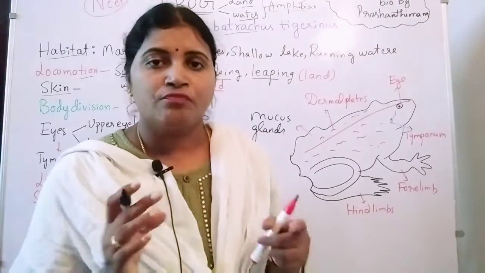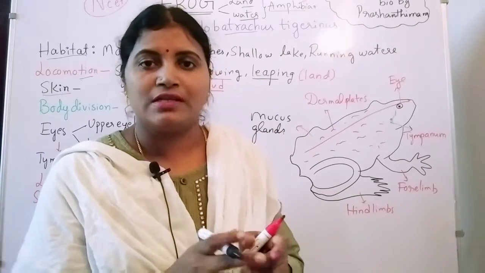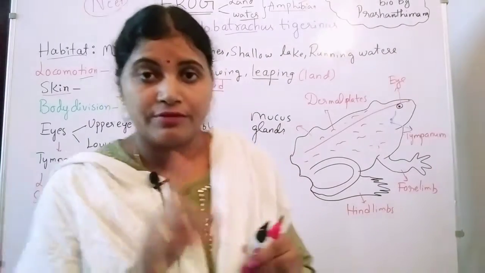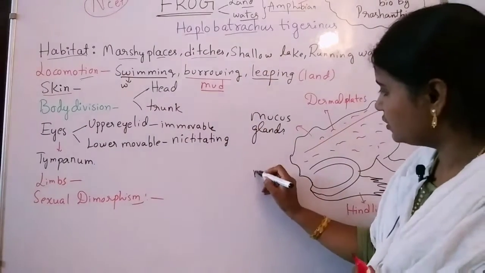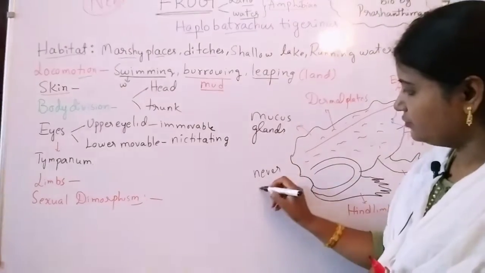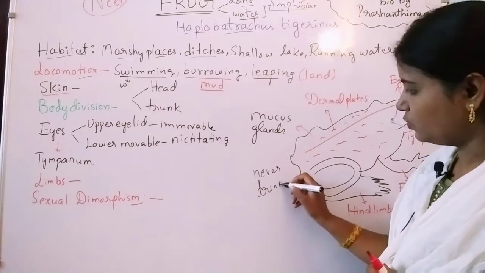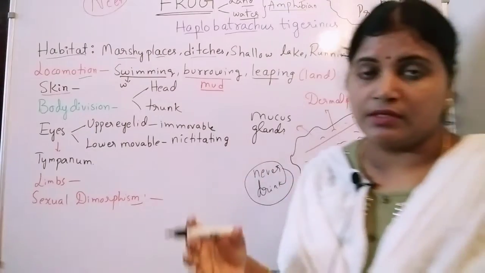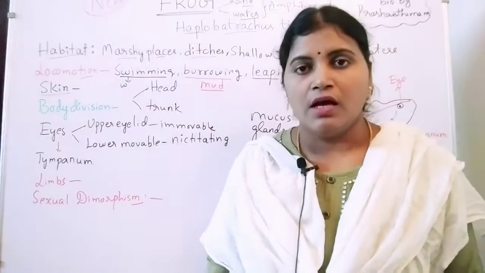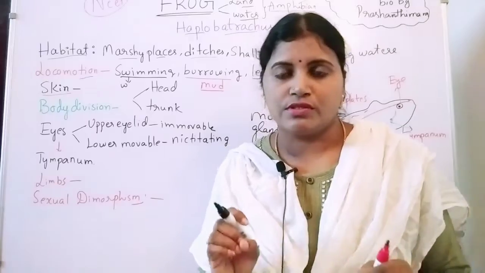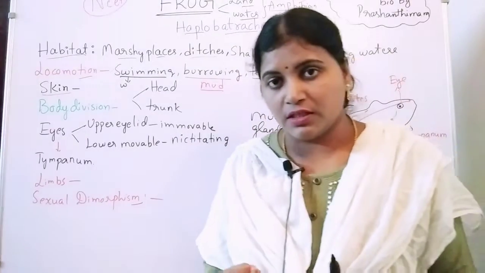Why? Because the frog is not going to drink water. Very, very important point. This frog never drinks water. Then how does it get the water? Through absorption, through skin, okay. Absorption of water through skin. That's why the skin is very, very moist.